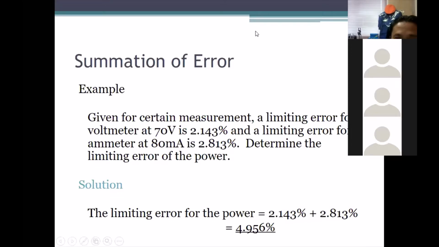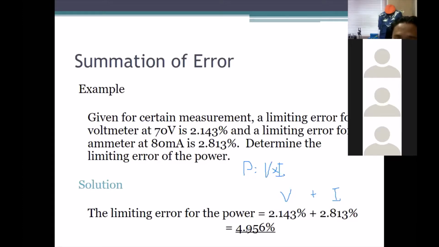We know the formula for power: P equals VI. So the operation is multiply, and for multiply the errors will be added. That means the limiting error will be plus. That's why here, this one is the limiting error for the voltage, and this one for the current. Just add.